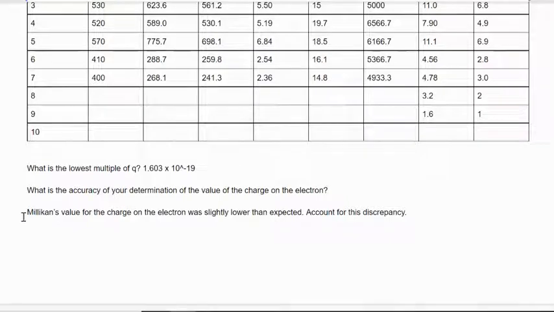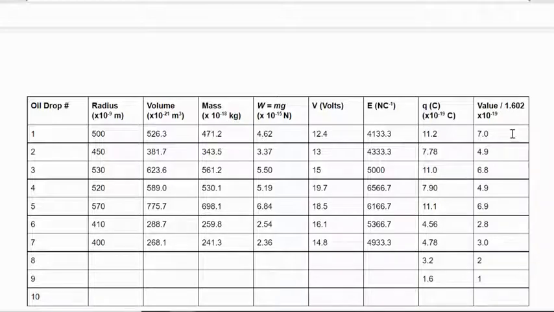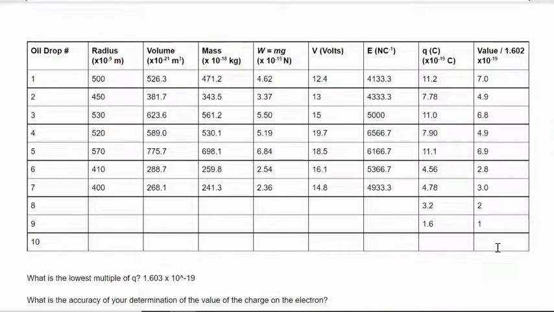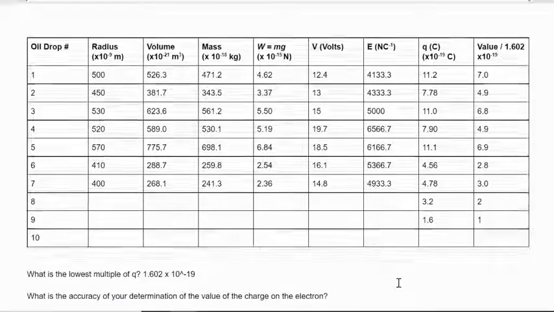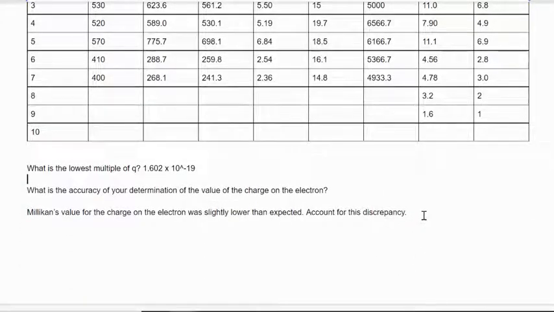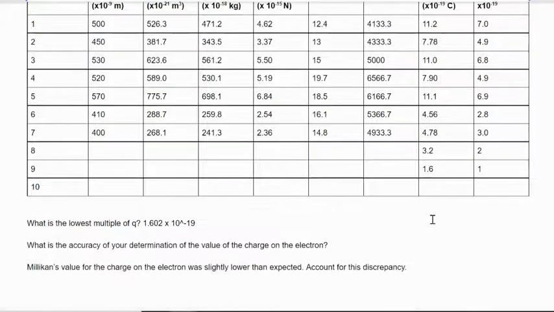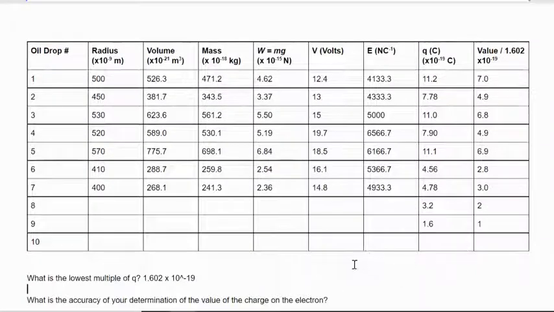Now, the last question here was Millikan's value that he got wasn't actually 1.602 by 10 to the minus 19. It was slightly less than that. Why did Millikan get a smaller value than we now accept as 1.602? He didn't take into account in his first calculations the buffeting effect of the motion of the air in the tube. That was taken into account in subsequent experiments.